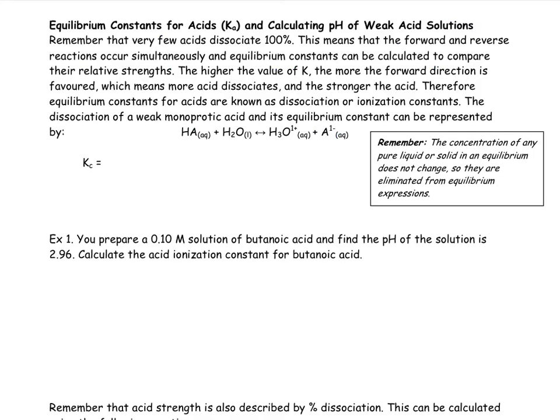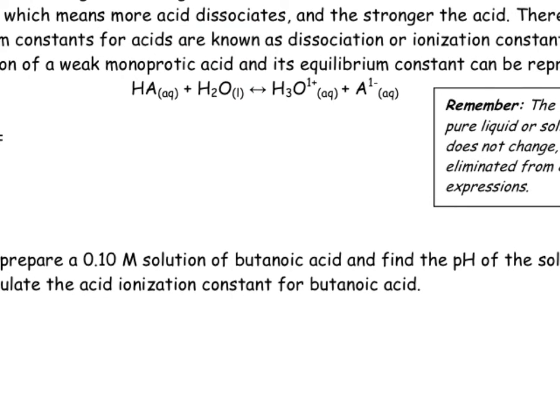Therefore, equilibrium constants for acids are known as dissociation or ionization constants. The dissociation of a weak monoprotic acid and its equilibrium constant can be represented in the following way. If I represent my weak acid by the formula HA and react it with water and complete the equilibrium using Bronsted-Lowry theory, I will get hydronium as my conjugate acid and A1- as my conjugate base.